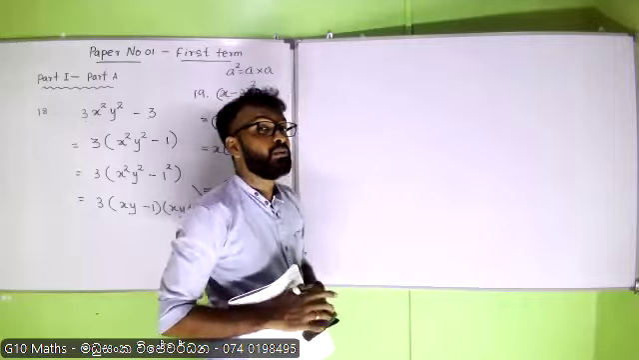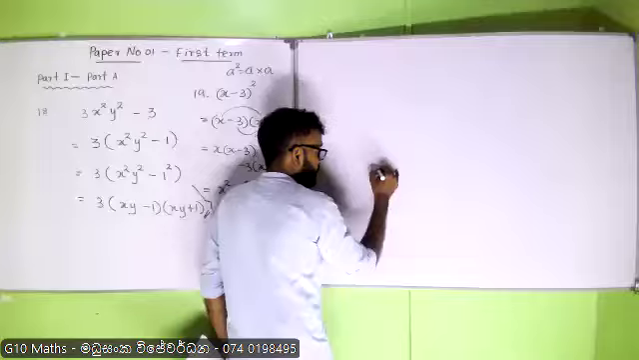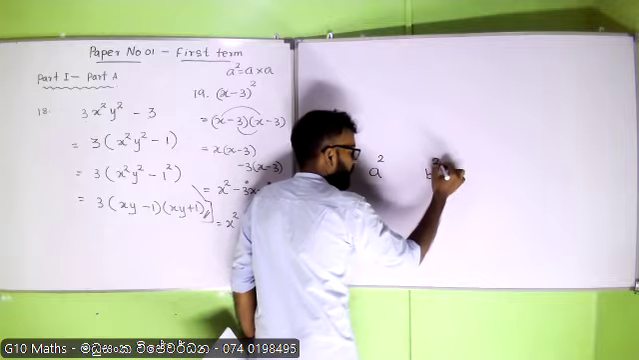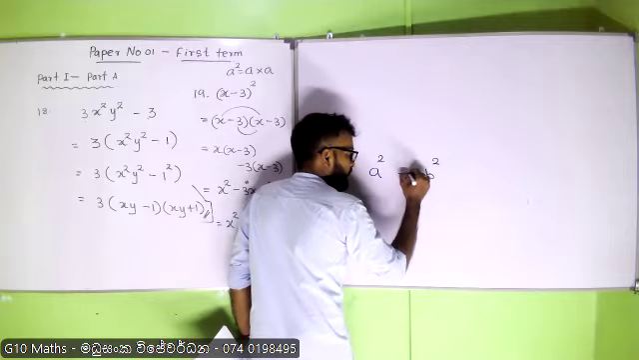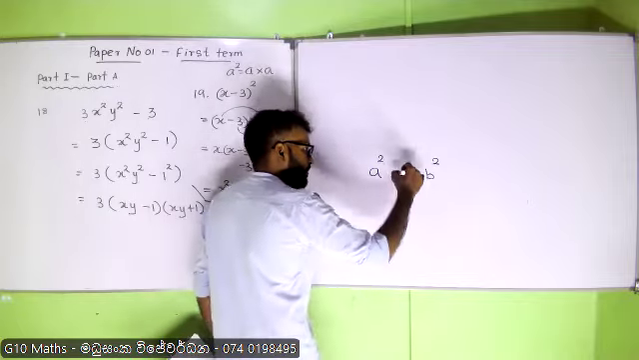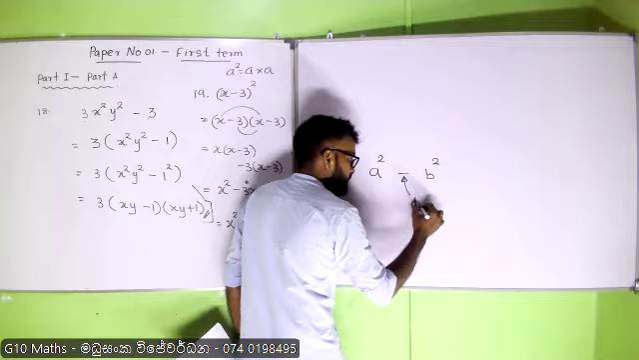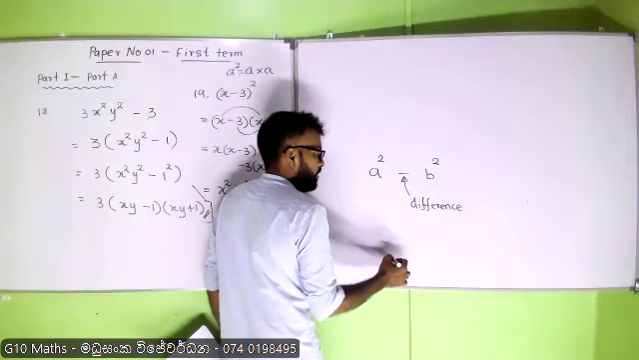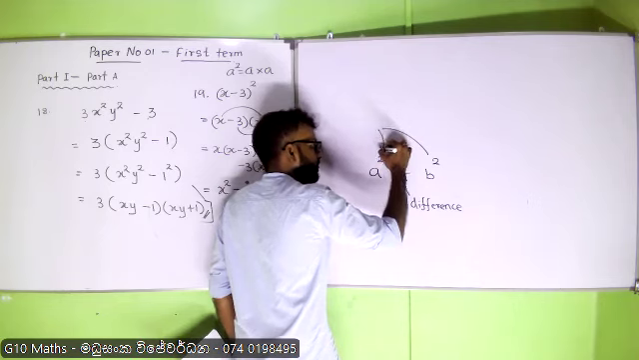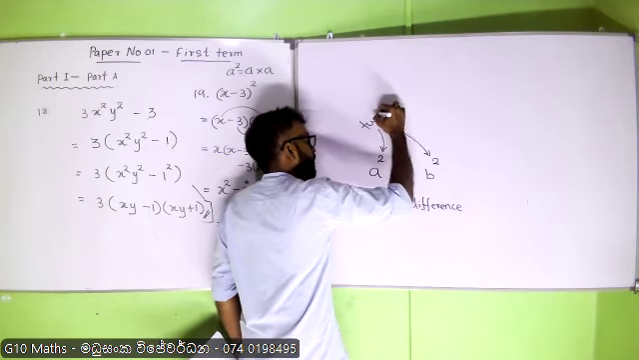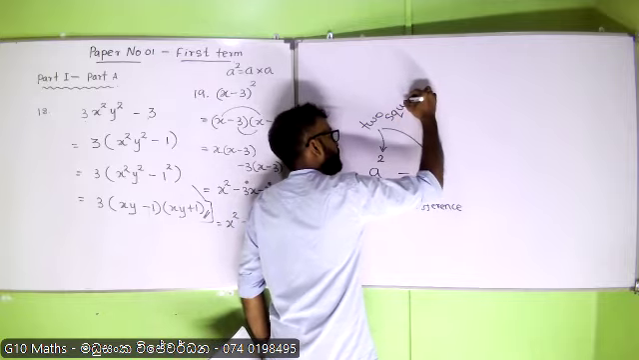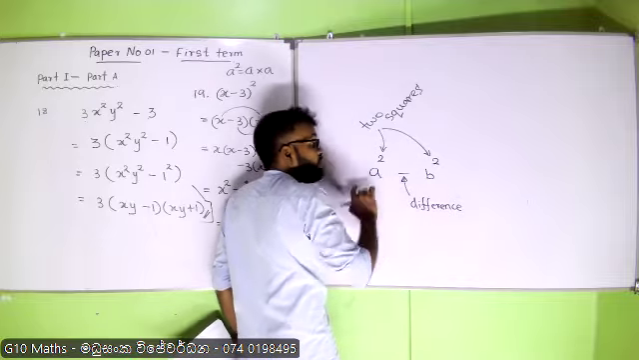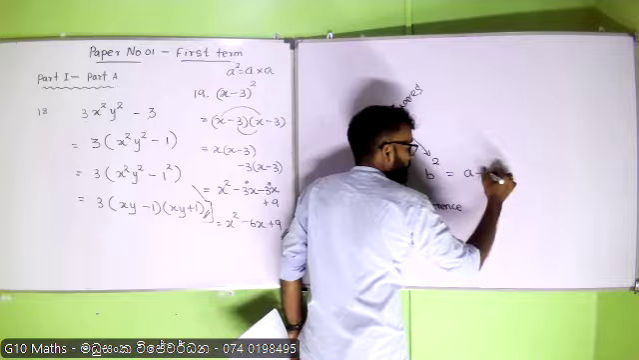What is the meaning of difference of two squares? I will let you know. There should be two squares, and in between these two squares there should be a negative sign, a minus sign. We call this the difference. And we need to have two squares. If you have only this kind of thing, you can expand this: a minus b, a plus b.